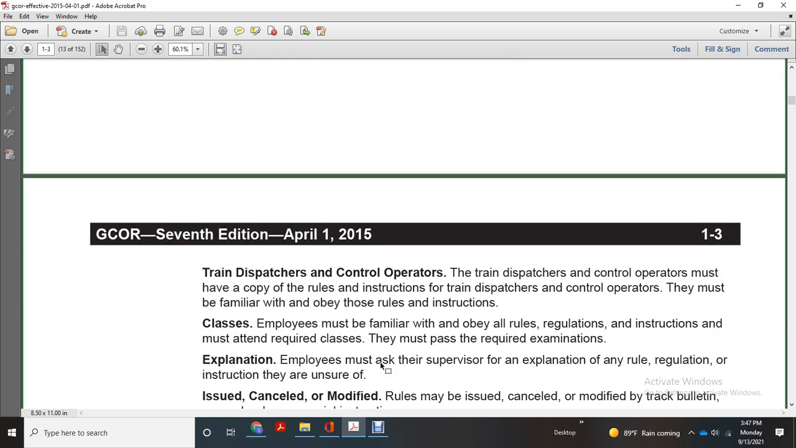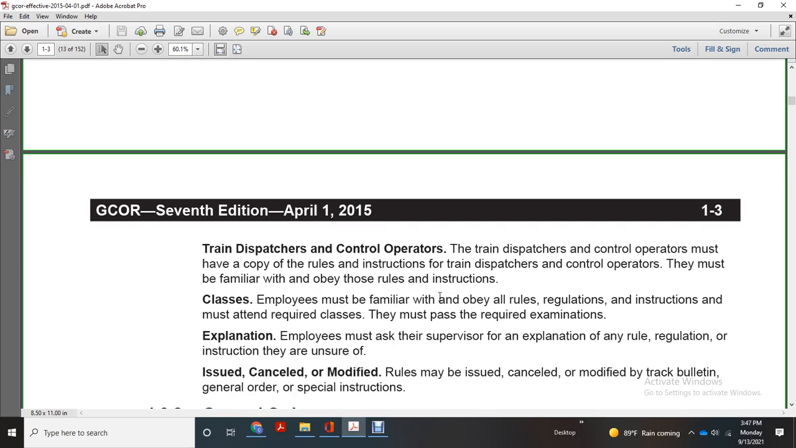Train dispatcher and control operator. The train dispatcher and control operator must have a copy of the rules and instructions for train dispatching and control operation. They must be familiar with and obey the rules and instructions. Employees must be familiar with and obey all of the regulations and instructions. They must attend the required classes. They must pass the required examinations. Explanation: employees must ask their supervisor for explanation of any rule, regulation or instruction that they are unsure of.